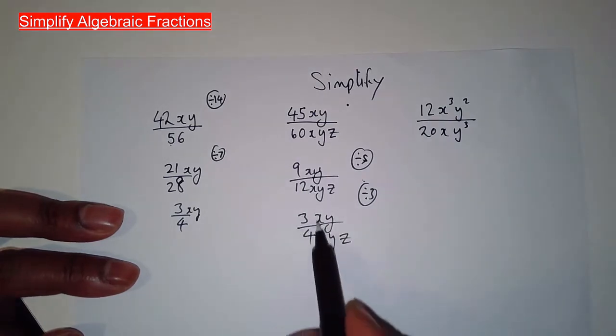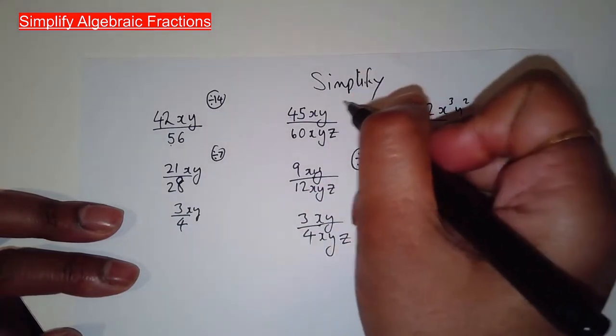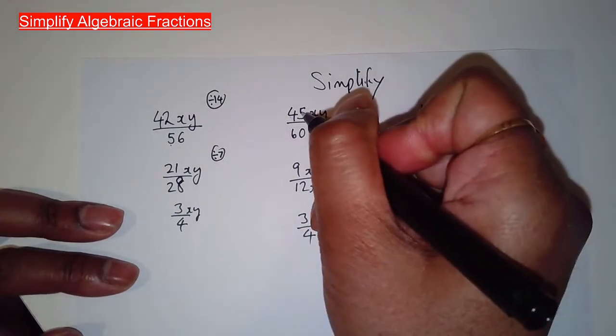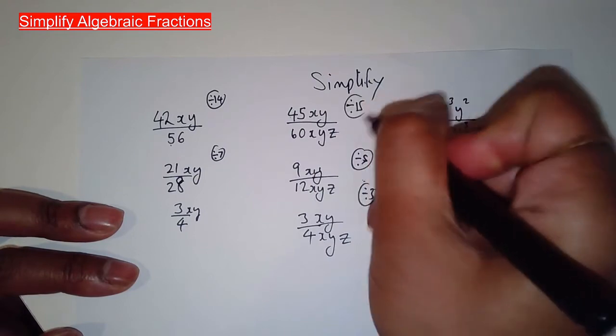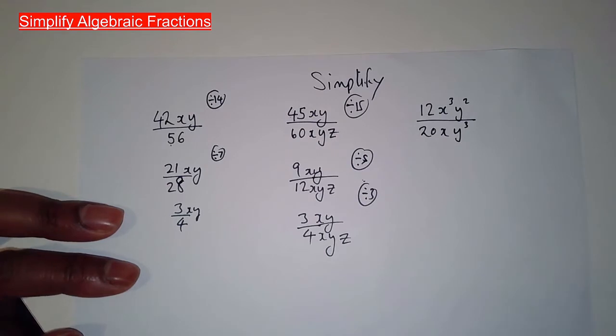Right, that obviously can't be simplified any further. Some of you could have thought about this and thought, right, the biggest number that goes into 45 and 60 is 15. So divide top and bottom by 15. Could have got 3 over 4 straight away.